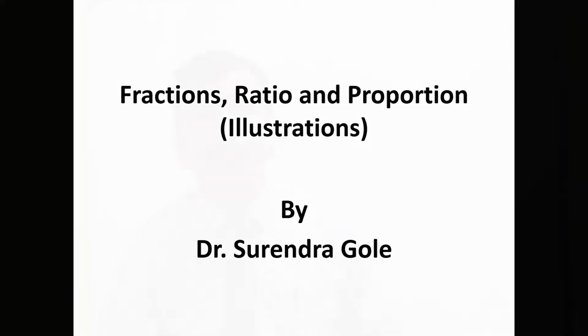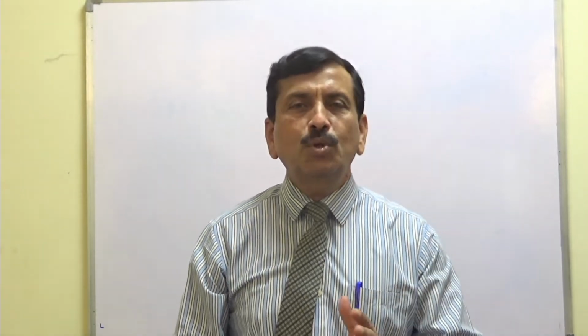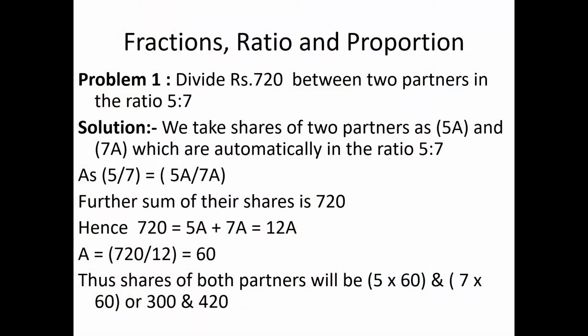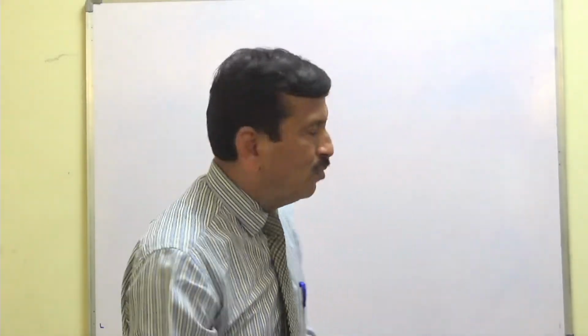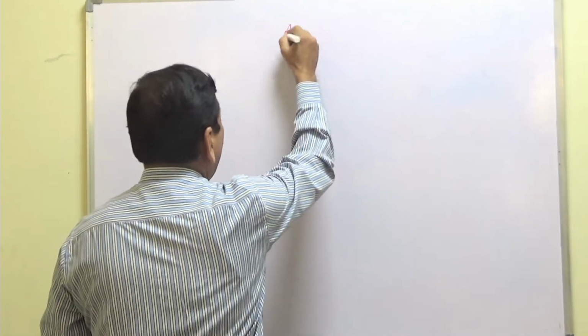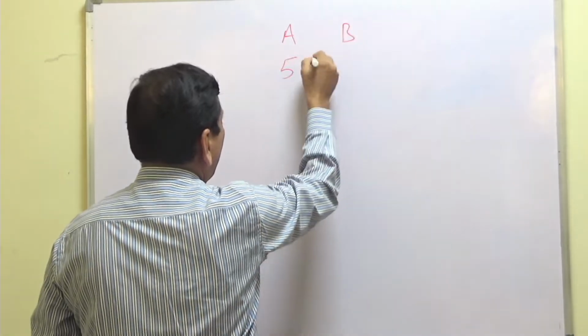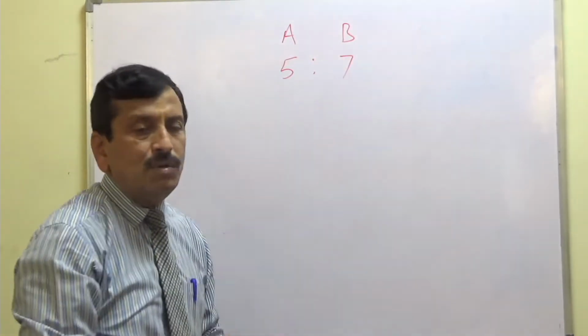Okay, welcome all of you to this session of illustration of the topic fraction, ratio and proportion. Now let's see the example. What is given in the example? Divide rupees 720 between two partners in the ratio 5:7. So what we do? Two partners are there, A and B, and we have to divide that into 5:7.